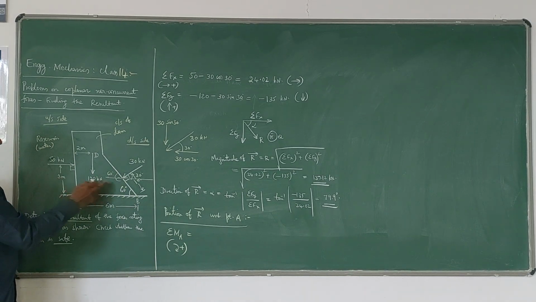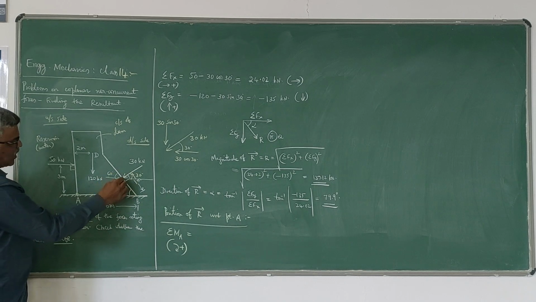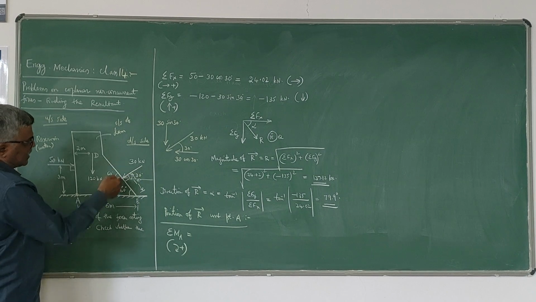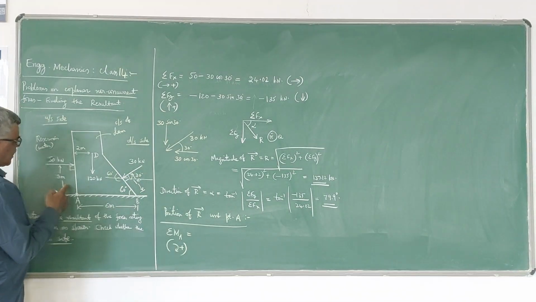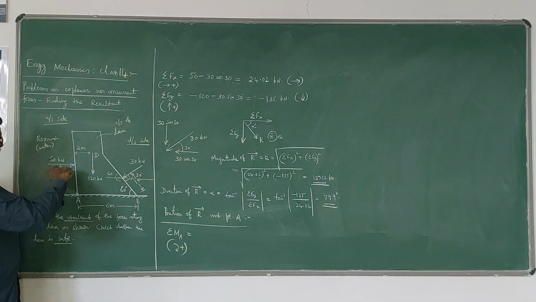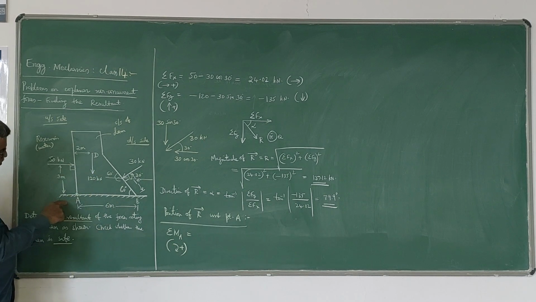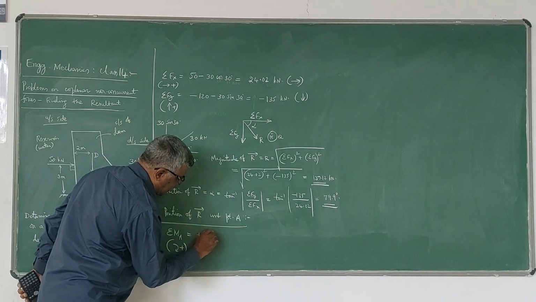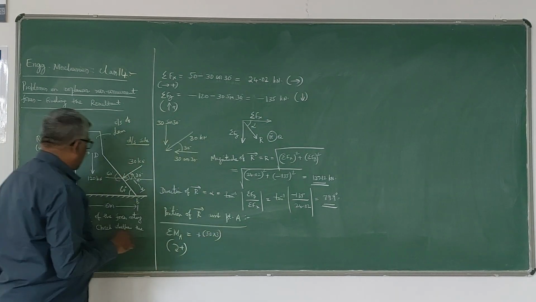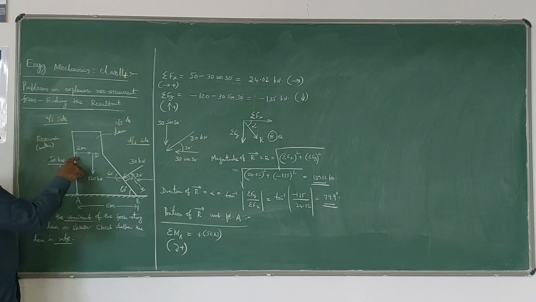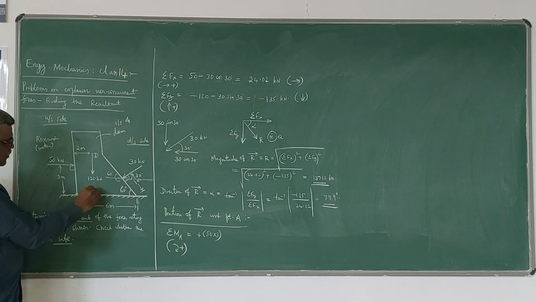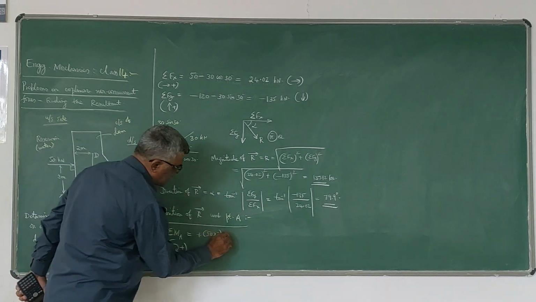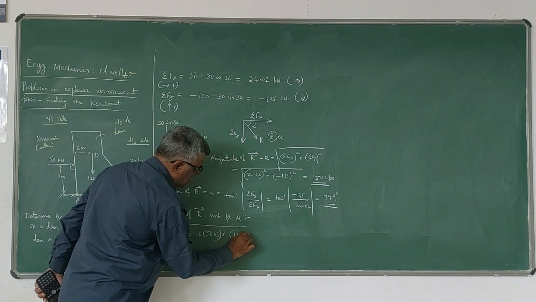Here we should be very careful about the 30 cos 30 and 30 sin 30 forces. First, the 50 kN force is giving a clockwise moment about A. So plus 50 into 3, clockwise is positive. Then the 120 kN force is acting at a distance of 2 meter. This is also clockwise, so plus 120 into 2.